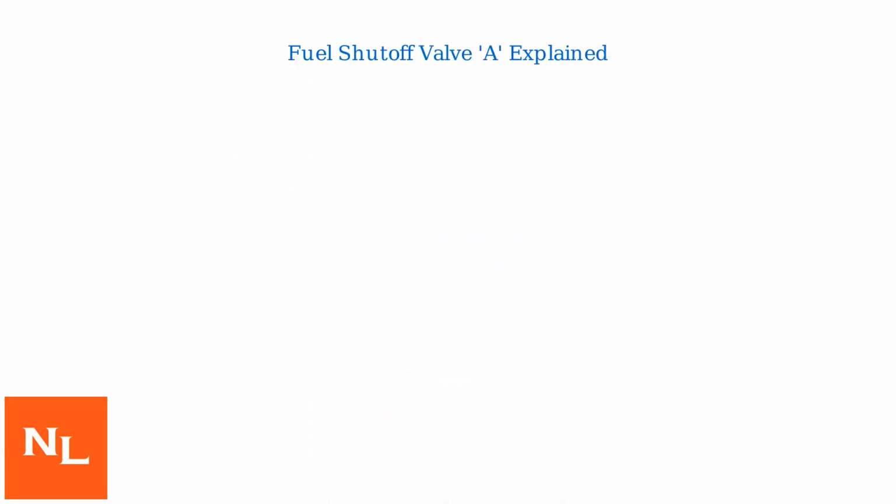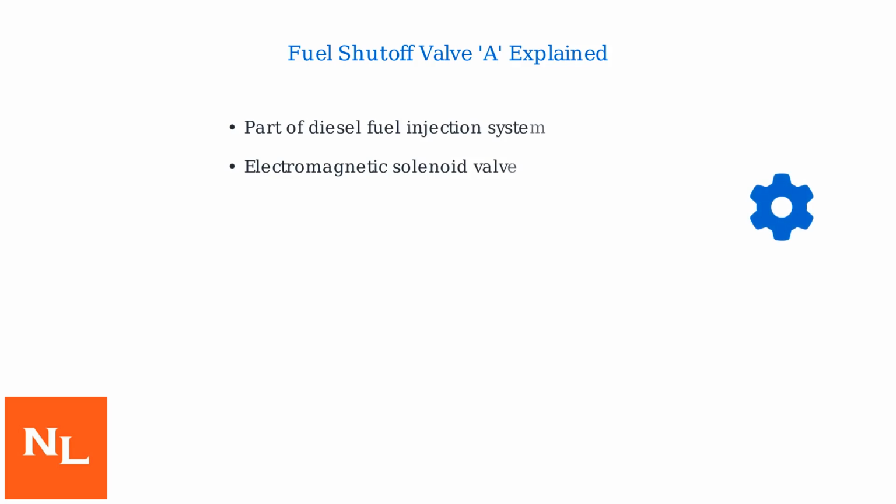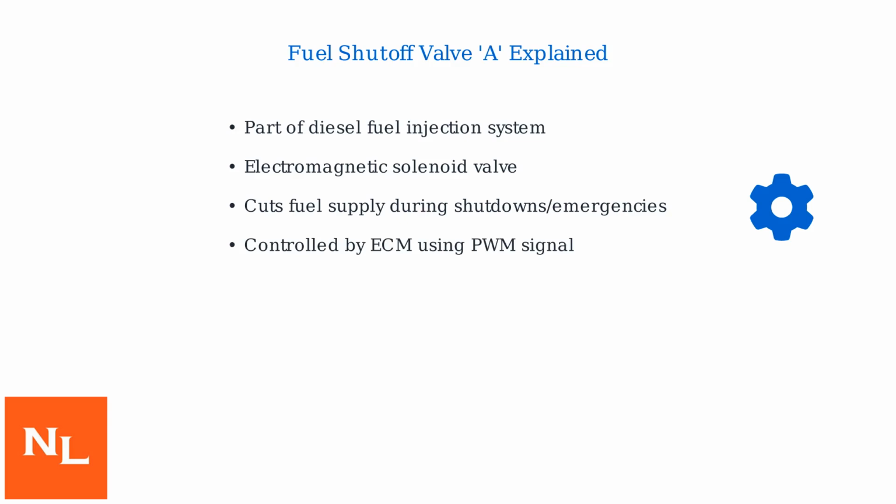In diesel engines, fuel shutoff valve A is a crucial component of the fuel injection system. It's an electromagnetic solenoid valve that regulates fuel flow. The valve cuts off fuel supply during engine shutdowns or emergency situations to prevent issues like runaway engine conditions. The engine control module controls the valve using a pulse width modulation signal for precise operation.